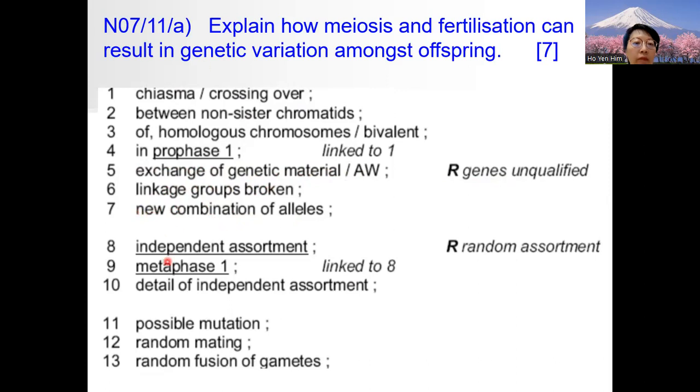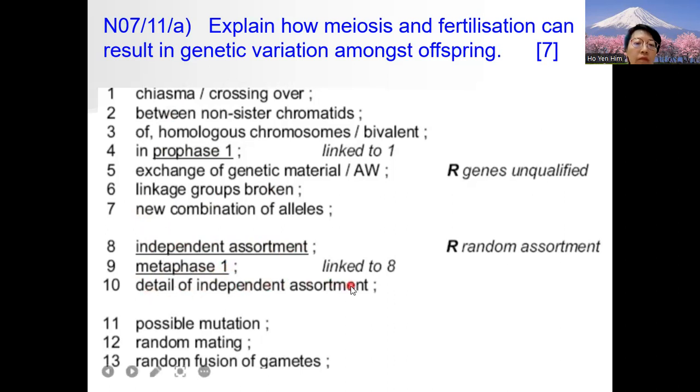Okay, then after that, so this is crossing over, right? After that, it's independent assortment of homologous chromosomes during metaphase 1. So they only give marks for homologous chromosomes. They don't give marks for sister chromatids because it's a similar answer, a similar understanding. You see that? Independent assortment during metaphase 1.